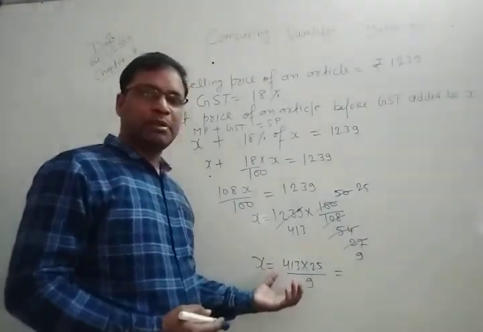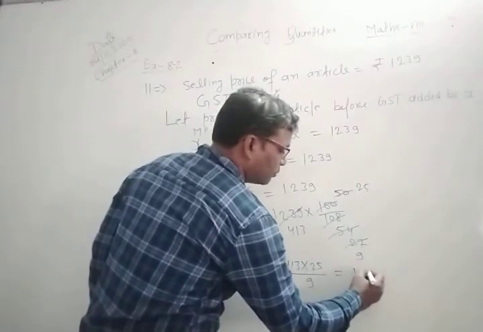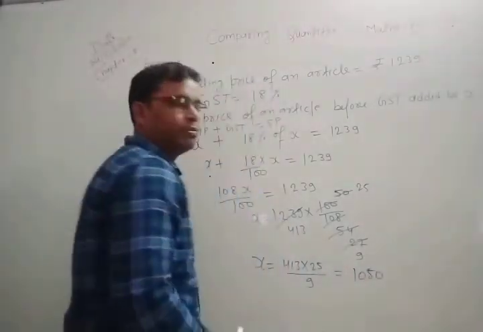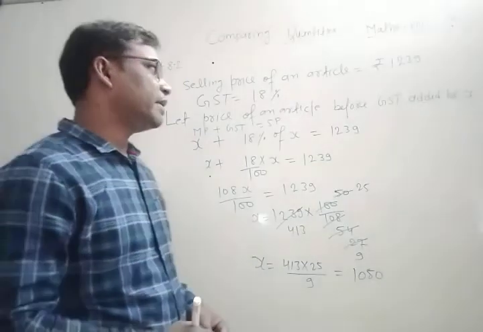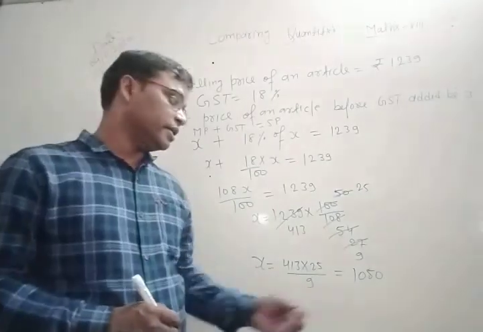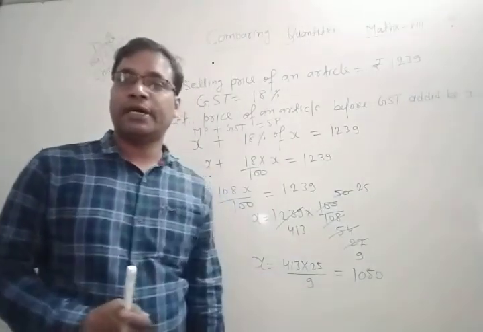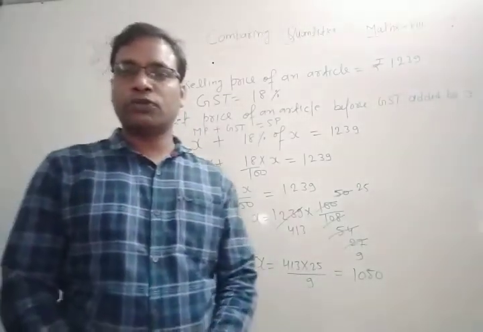When you simplify this, then you obtain 1050 rupees. Okay, so the price of an article before GST added is 1050 rupees. So students, I hope all of you understood this question.